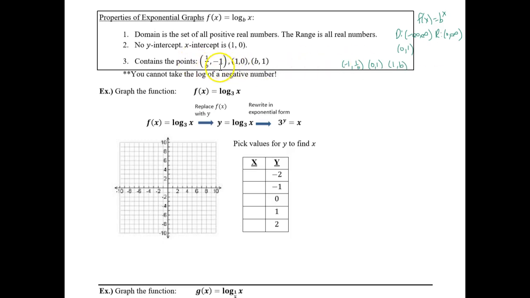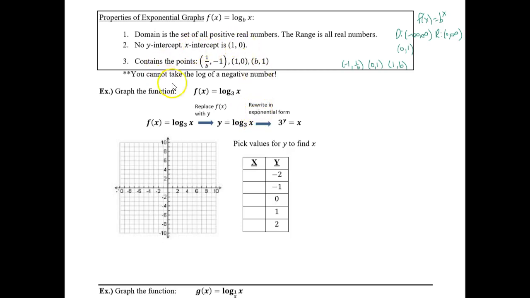Notice that in our logarithmic function, we have changed the x and y coordinates. So the domain has flip-flopped, the intercepts have flip-flopped, and the main three common points have flip-flopped. The x's and y's have been interchanged. That's because exponentials and logarithms are inverse functions. They're inverses of each other.